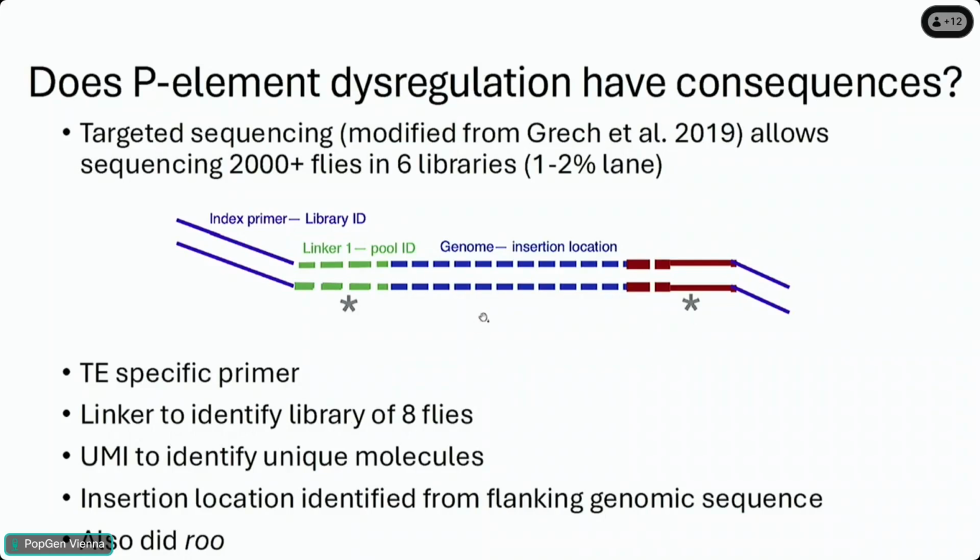Right, and we used a TE-specific primer. We ligated, chopped up the genome, and used a TE-specific primer to amplify the TE and whatever flanking sequence was nearby. We used that flanking sequence to identify the location of the TE. So we're looking for new locations, which suggest the TE has just arrived there. And we did this for the P element, and we also did it as a control for a different transposable element called Ru.